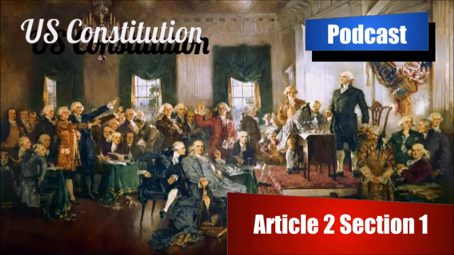The Constitution continues to say that the President, together with the Vice President, chosen for the same term, be elected as follows. Each state shall appoint in such manner as the legislature thereof may direct a number of electors. This is the establishment of the Electoral College. Notice it's the responsibility of the states to determine who is an elector for the President. The number of electors, according to the Constitution, is equal to the whole number of senators and representatives to which the state may be entitled in Congress.